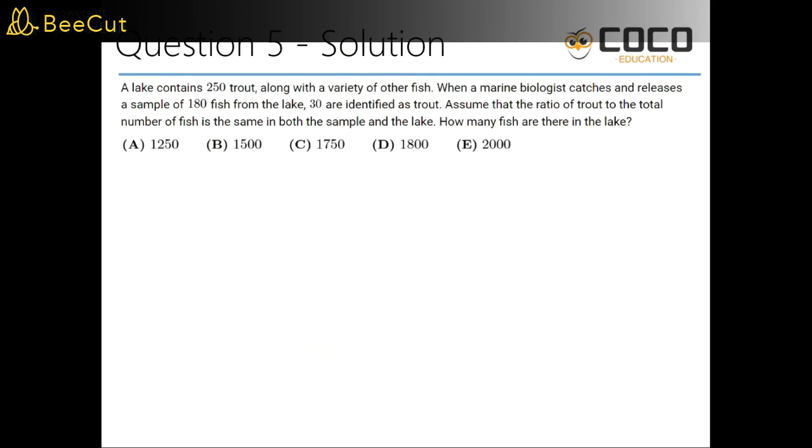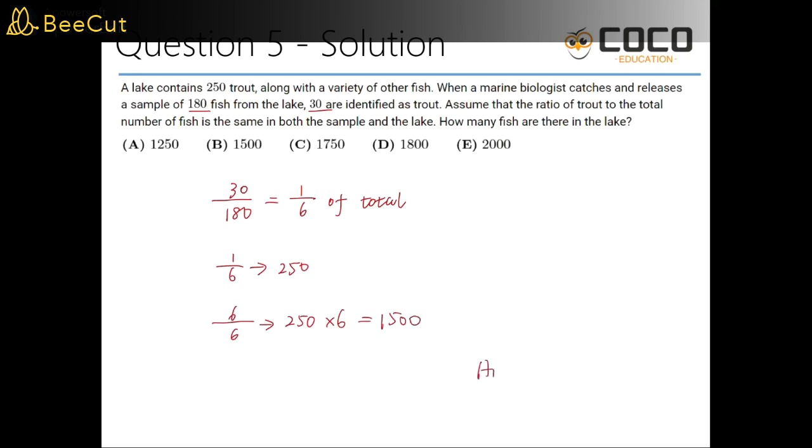Question 5, we just find the proportion of the fish that's the trout. So this is 30 of the total is from the sample is 180. So 30 over 180. We know that this is 1/6 of total. So 1/6 of the total is the trout. For the whole lake is 250. So to find the total number of fish, it will be 250 times 6, 1,500. So the answer is B.